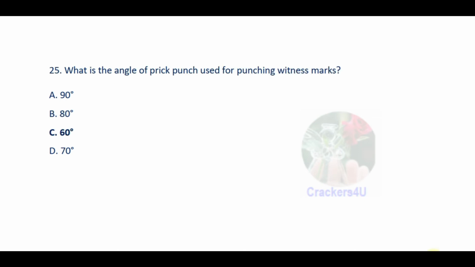What is the angle of prick punch used for punching witness marks? Answer option C, 60 degree. The angle of prick punch used for punching witness marks is 60 degree.